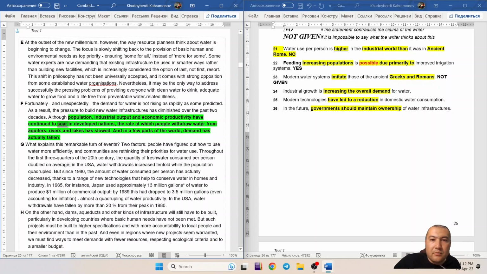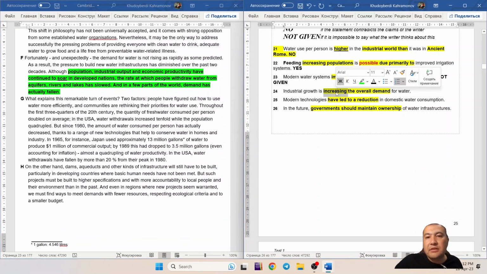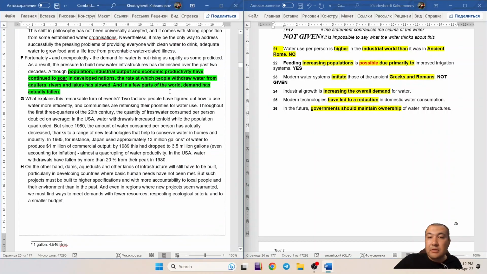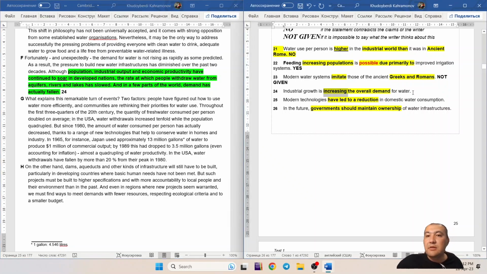The rate of withdrawal of water from aquifers, rivers and lakes has slowed. In a few parts of the world, demand has actually fallen. Yeah, that's the keyword for us. So the demand has actually fallen. I'm sorry, let's make it dark, okay? Demand has fallen, but here it's claiming there has been an increase. But here you can read it's talking about a decline, which means no, right? Let's write no.